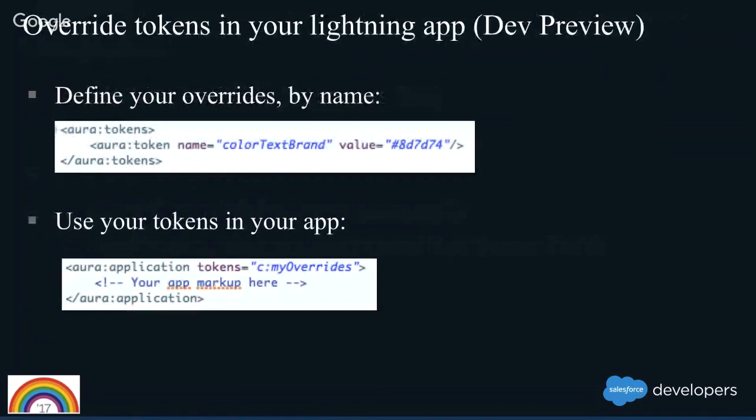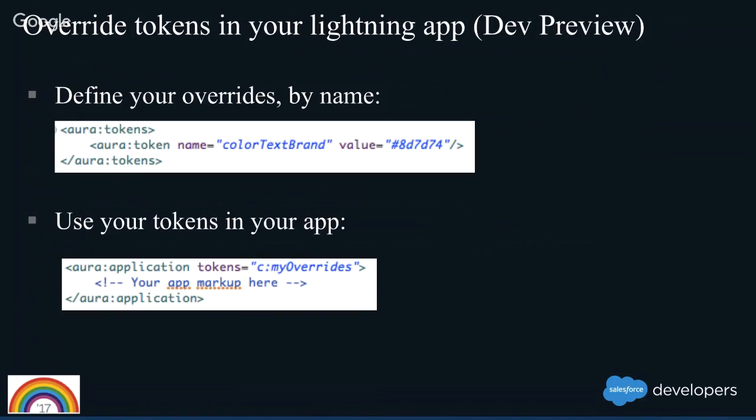So there's another thing that's come out in developer preview, which is overriding tokens in your Lightning app. You can override your tokens by name, and then inside of your app, you specify the tokens that you're using. So this is an application. This isn't a component. So this isn't like you're in a Lightning component and you're overriding standard tokens.